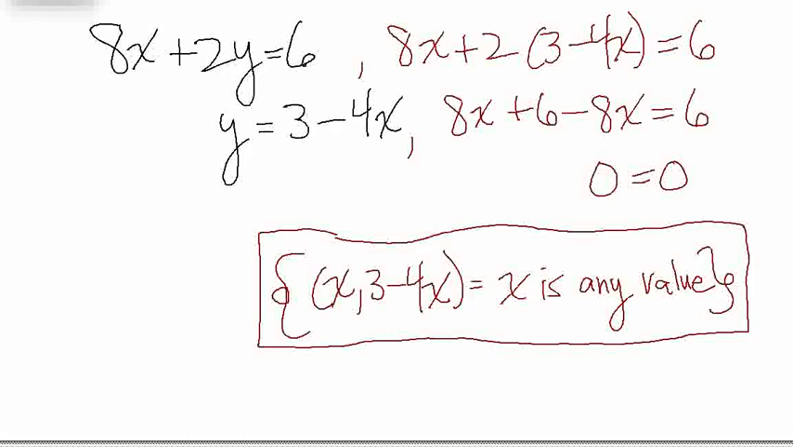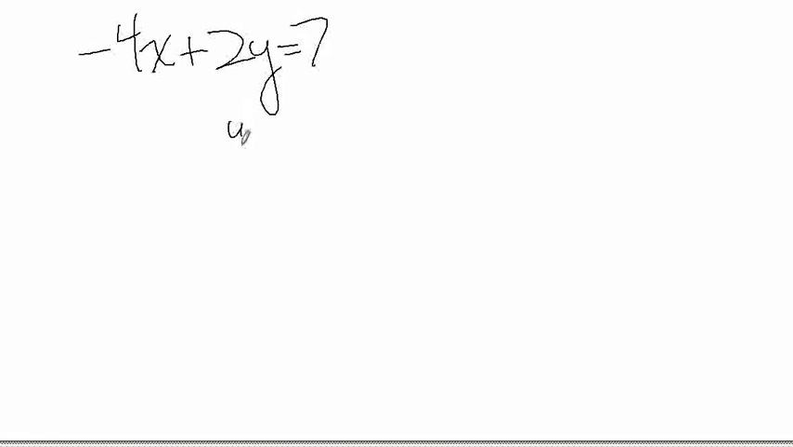All right, would you please solve this problem? Minus 4x plus 2y equals 7, and y equals 2x plus 9. So find the values of x and y that solve both linear equations simultaneously. So pause the video and do that now, please.